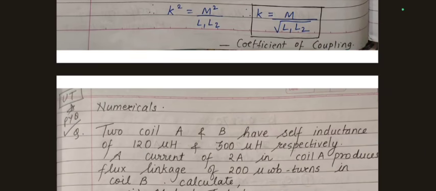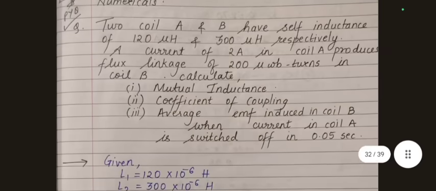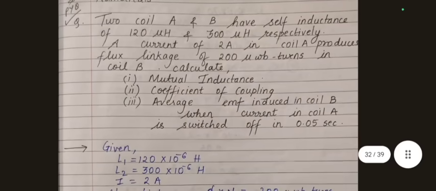So this is the coefficient of coupling. Now let us see some numericals. This is also a PYQ, a very important PYQ. Two coils A and B have self-inductance of 120 microhenry and 300 microhenry. So L1 and L2 are given. Micro is 10 raised to minus 6, so don't forget to convert it.